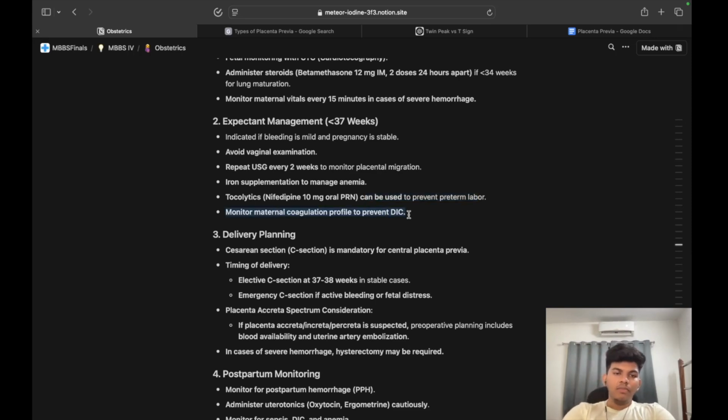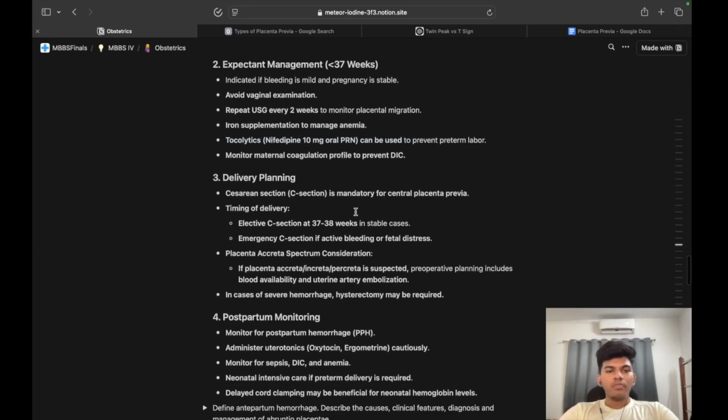So, again for expectant management, indicated if bleeding is mild and pregnancy is stable. Avoid vaginal examination. Repeat USG every 2 weeks to monitor placental migration. Iron supplementation to manage anemia. Tocolytics to prevent preterm labor.